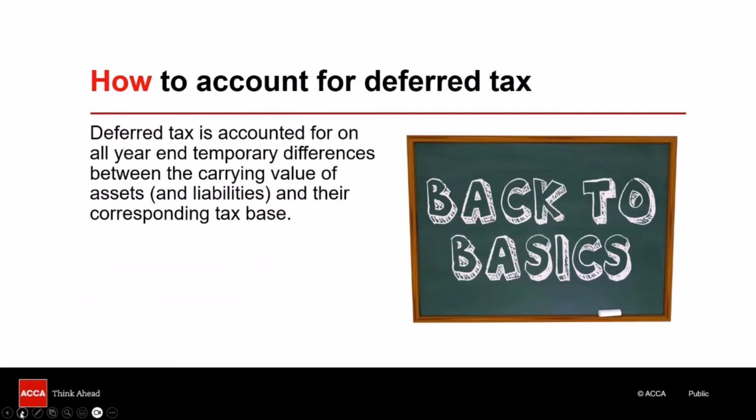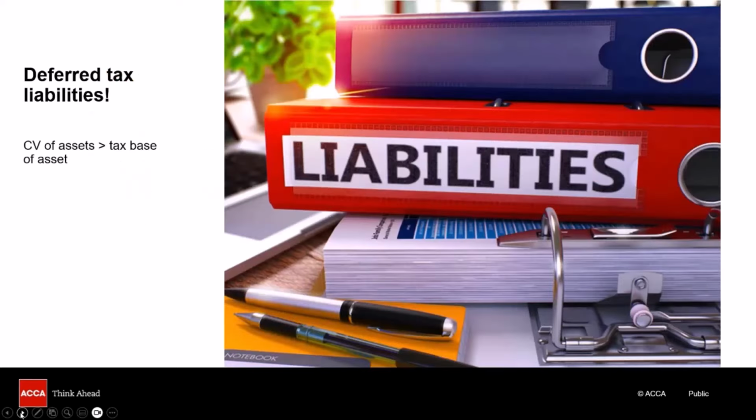So back to basics, back to the beginning. You should know this. The deferred tax is accounted for on all of your year-end temporary differences between the carrying value of your assets and potentially liabilities and the amount for which they are recognised for taxation purposes. In other words, their corresponding taxation base. That's the theory, but I want to try and put that to the test. I want you to understand.